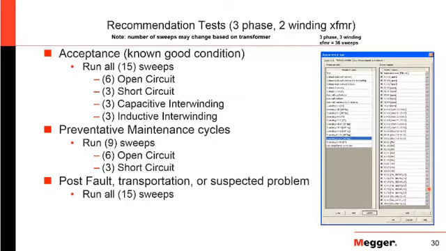But if something happens and there was a fault or you transported the transformer, there's some kind of suspected problem, this is where you'd actually want to run all 15 of the sweeps there.